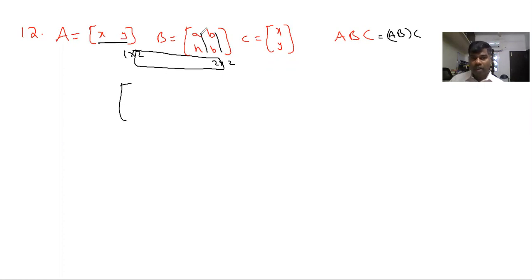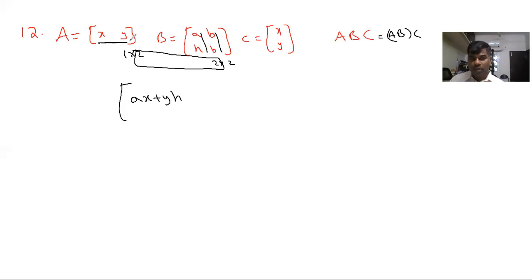So the first row multiplied with the first column will give you the first row, first column element, which is what? AX plus YH. First row multiplied with first column. Don't leave the first row till all columns get over. First row multiplied with first column, over. First row multiplied with second column.